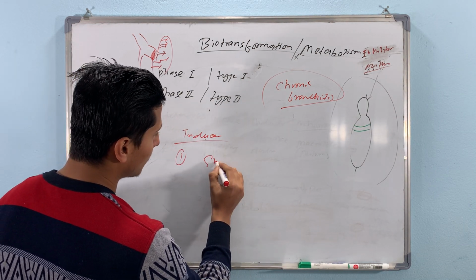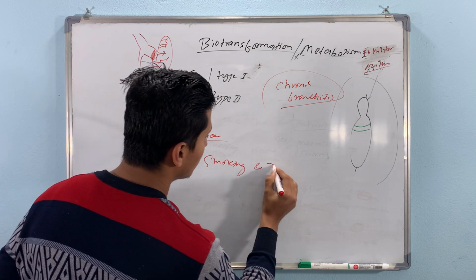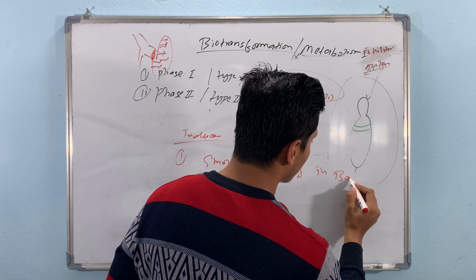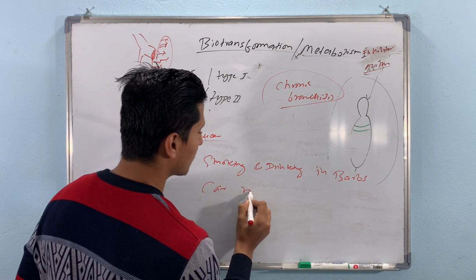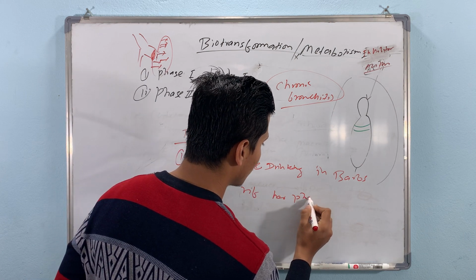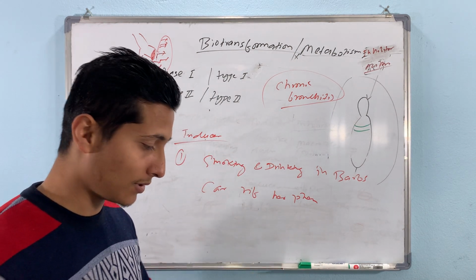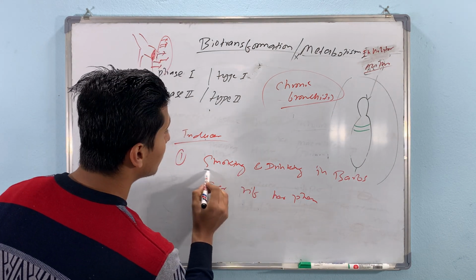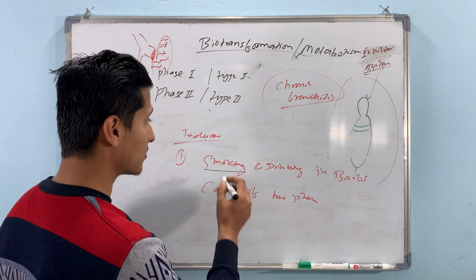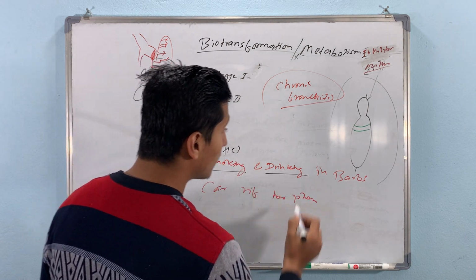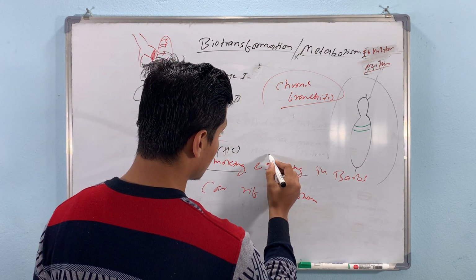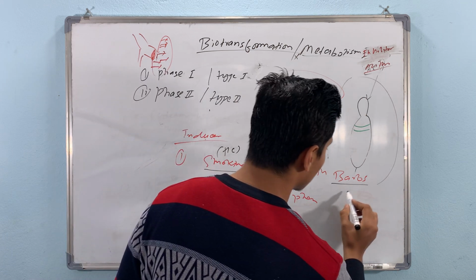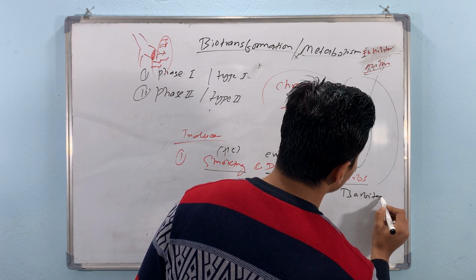So: smoking and drinking in bars, car, riff, or fan. I don't know what this sentence actually says, but for a mnemonic, I think it makes some sense to remember these things, right? So smoking refers to the hydrocarbons present in the smoke, and drinking refers to ethanol, right? And bars means barbiturates.